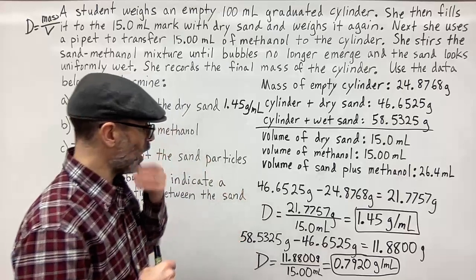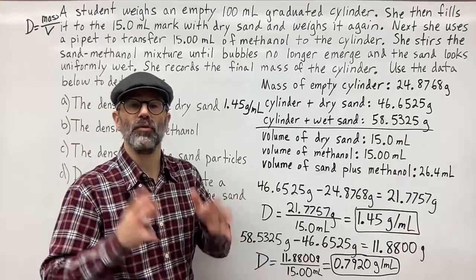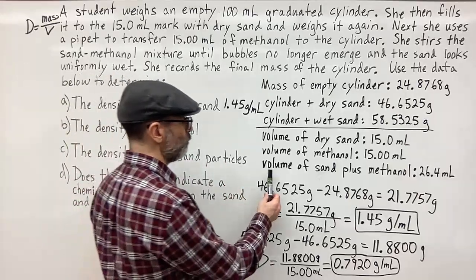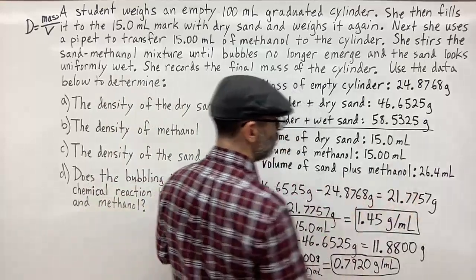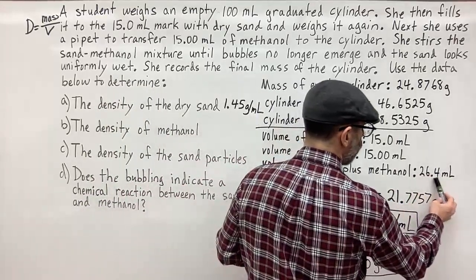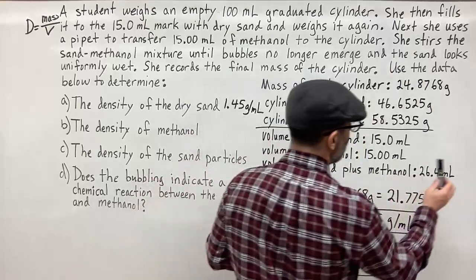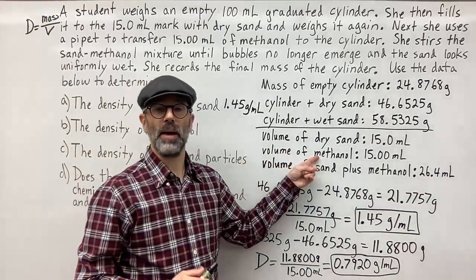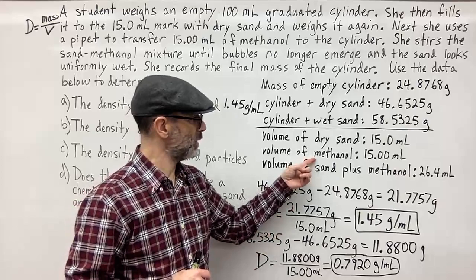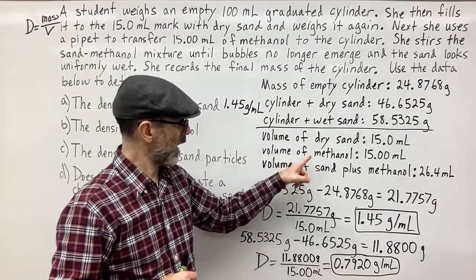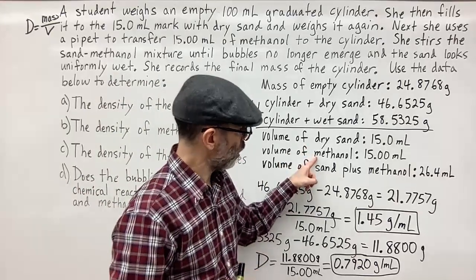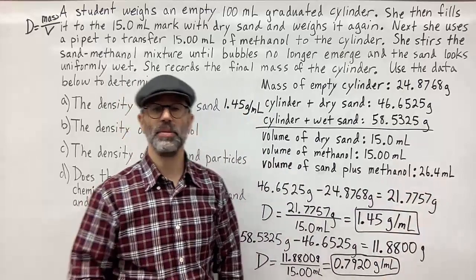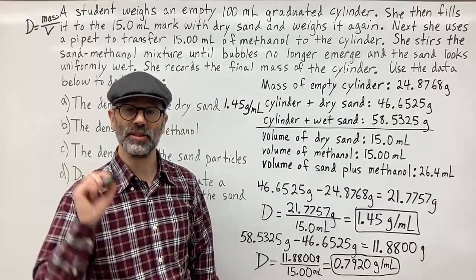And so what we can do now is find the volume of only the particles themselves. How can you do that? Well, since we have the volume of the sand plus the methanol, that's 26.4 milliliters, and we know the volume of the methanol measured by the pipette, that's 15 milliliters, if we subtract the 15 milliliters of the methanol from the sand plus the methanol, then the leftover volume has to be what's occupied by just the sand particles themselves.